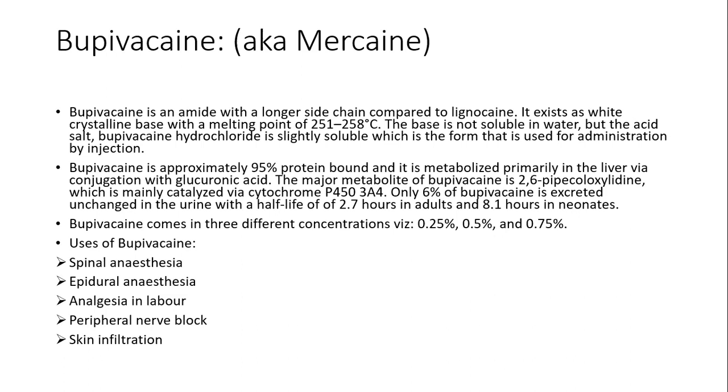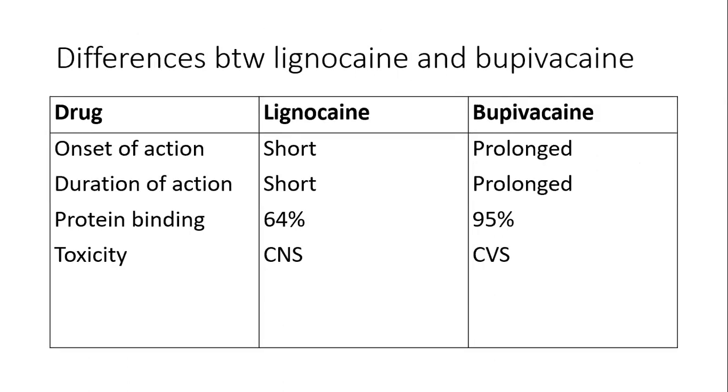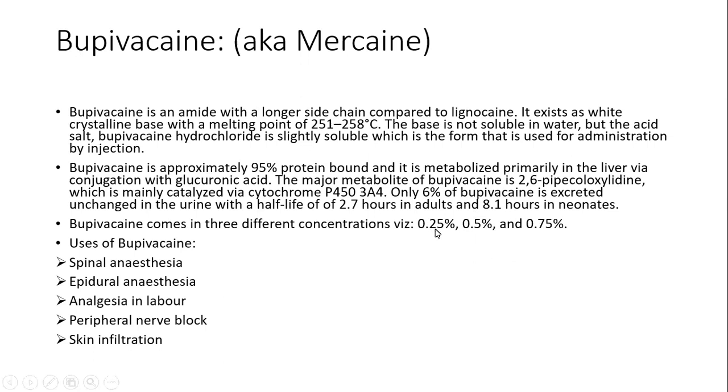Its major metabolite is 2,6-pipecoloxylidide, which is mainly catalyzed via cytochrome P450 in the liver. Most of the metabolites are excreted in the urine, but only 6% is excreted unchanged. It has a half-life of 2.7 hours in adults, and it can be as high as 8.1 hours in neonates. It comes in different concentrations: 0.25%, 0.5%, 0.75%. In labor analgesia, you can dilute the 0.25% to 0.125%. The idea is it helps to have more sensory block than motor block.